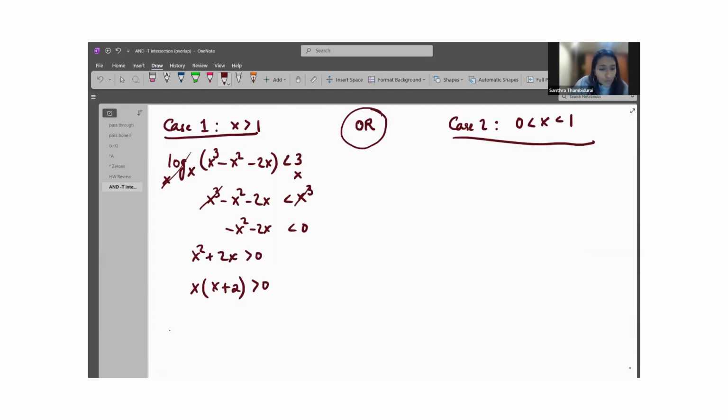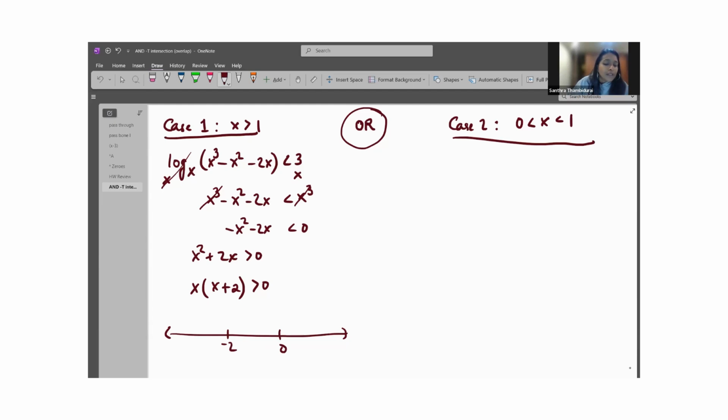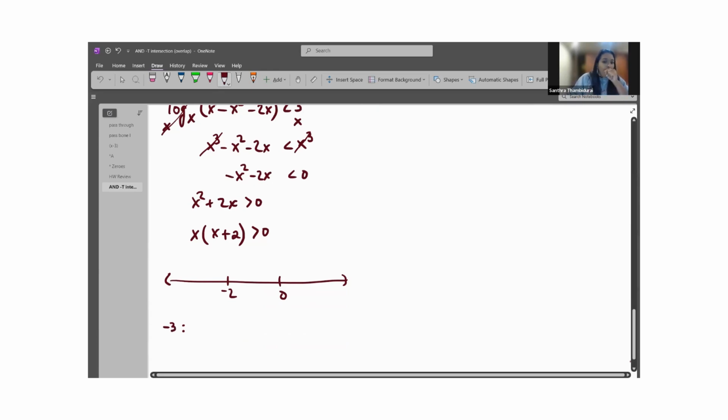Now I'm going to put that on a number line, because this is a polynomial inequality with x-intercepts at -2 and 0. If I plug in a value to the left of -2, you can solve this by having the graph in your mind too, but I'm not going to do that right now. I'm just going to take -3. -3 into x is negative, -3 into x plus 2 is also negative. That's going to give me a positive.